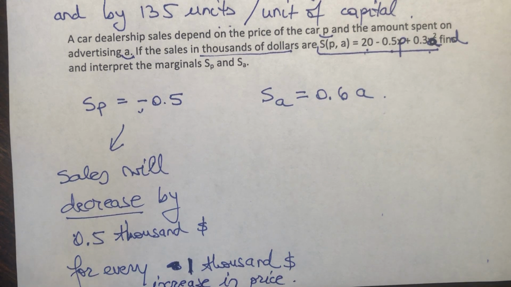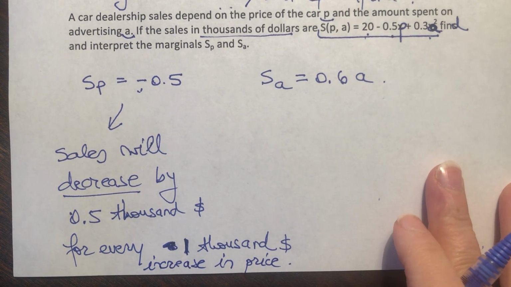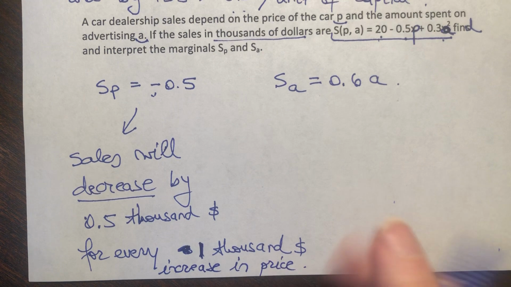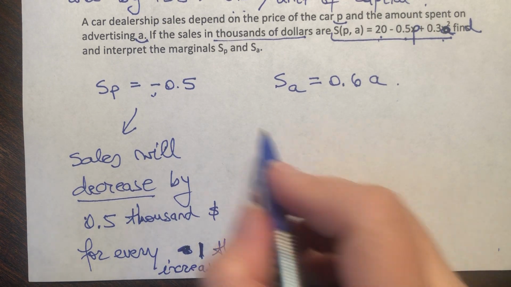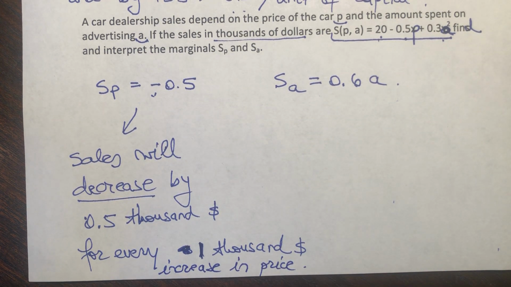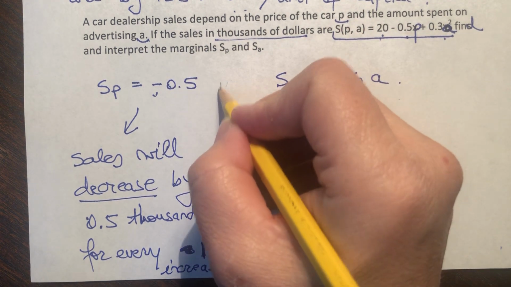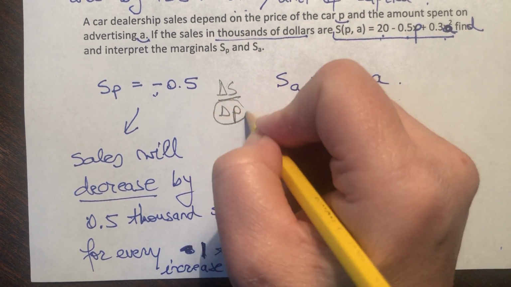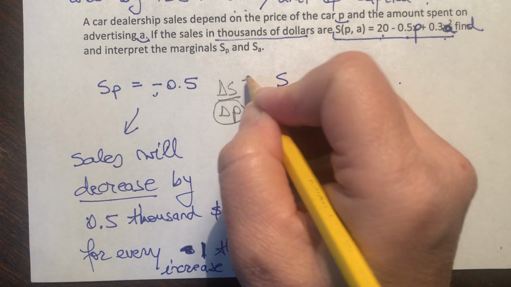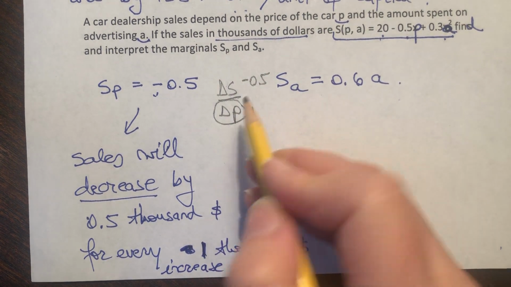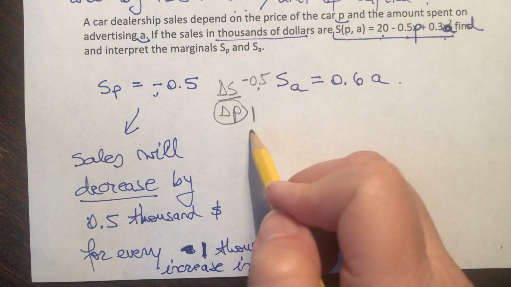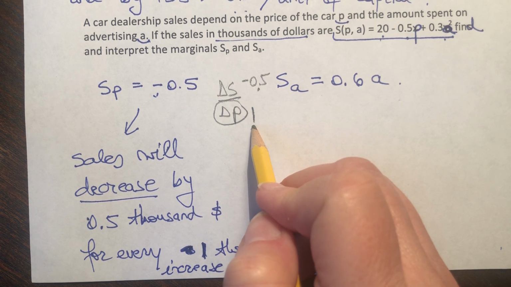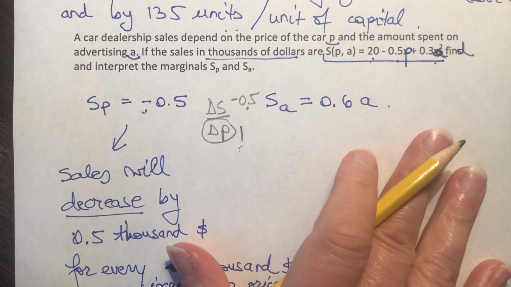Okay, so if you're going to go up in price by $1 more, it's a change in price. So if you change the price by 1, again, remember this is a slope. So what does the slope tell you? It's the change in the sales with respect to the change in the price. So if this is 1, this is going to be negative 0.5. So the sales go down by 0.5 for every increase of 1 in the price, and they're going to be in thousands of dollars.